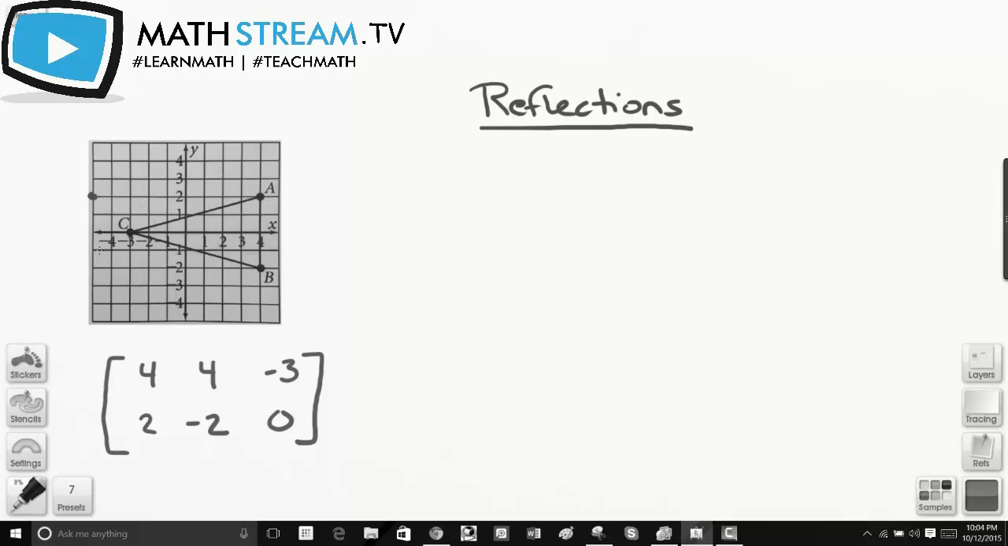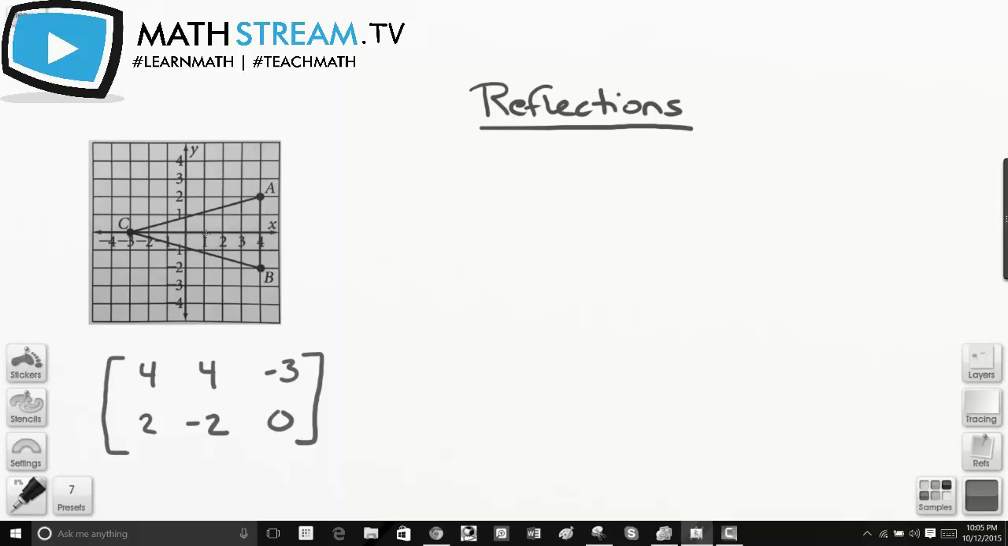I could also take this figure and I could reflect it over the x-axis. That would mean reflecting it across the horizontal axis, like across this line. If I did that, A would reflect across to B, B would reflect up to A, and C would stay the same. So that wouldn't be a very interesting picture, but it is something I could do.